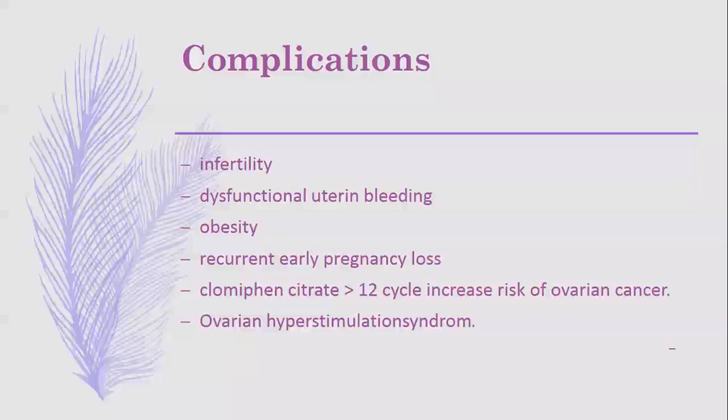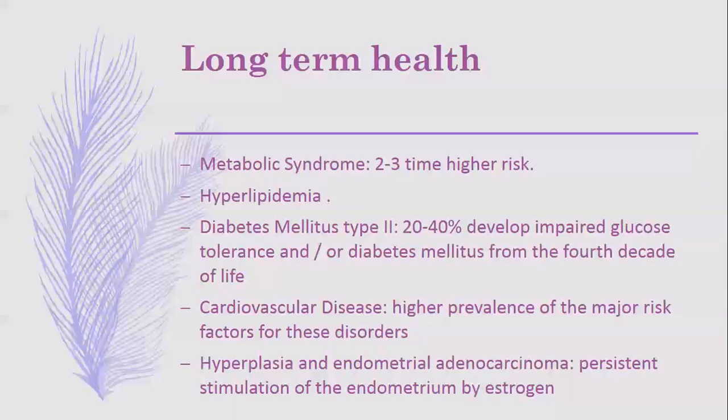What are the complications of polycystic ovary syndrome? Either the patient will present with infertility, abnormal or dysfunctional uterine bleeding, obesity, or recurrent early pregnancy loss. Clomiphene citrate for more than 12 cycles will increase the risk of ovarian cancer, and ovarian hyperstimulation syndrome. These are the complications of the patient presenting with polycystic ovary syndrome. Now the long-term health complications.